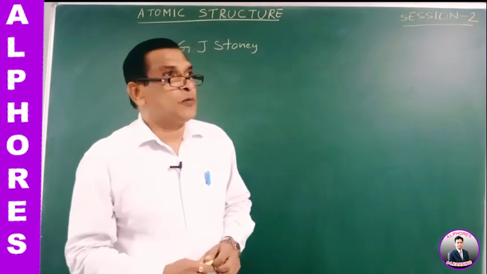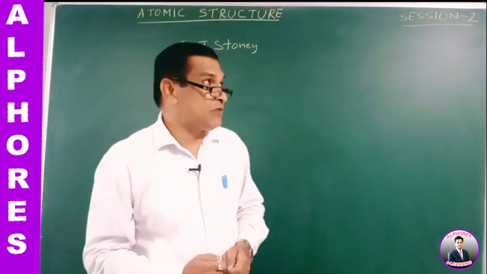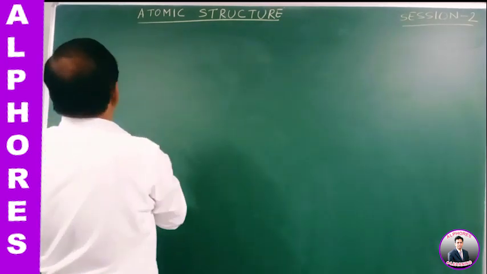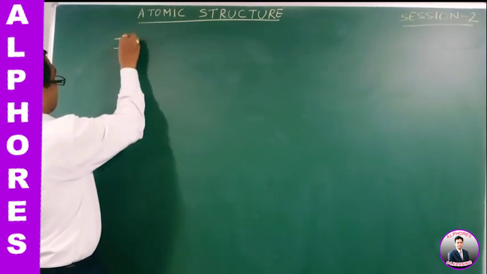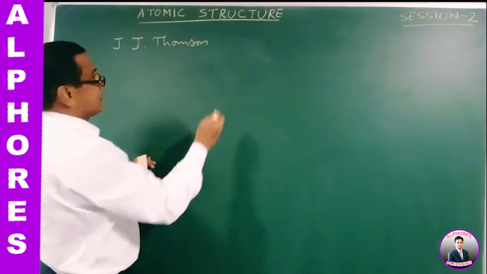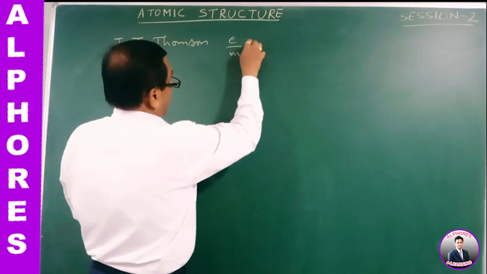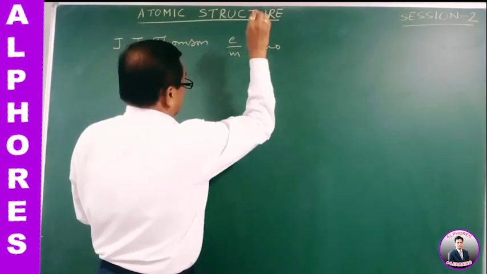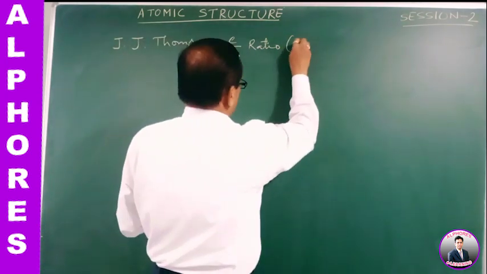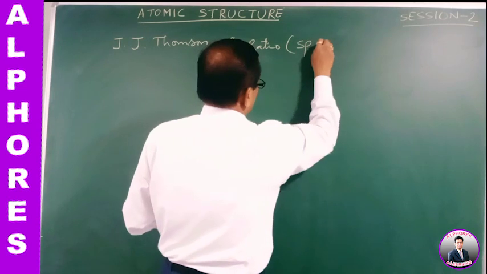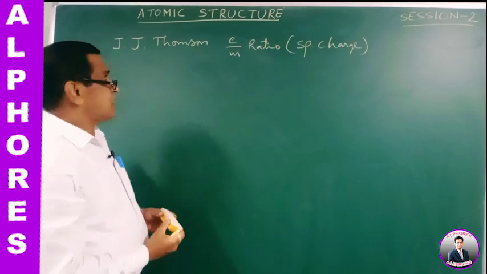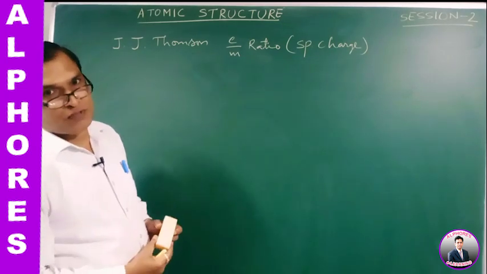Right. Now the specific charge of the electron. J.J. Thomson determined the e/m ratio, that is the specific charge of the electron. The specific charge of a particle, that is the charge to mass ratio, represents the specific charge of the particle.